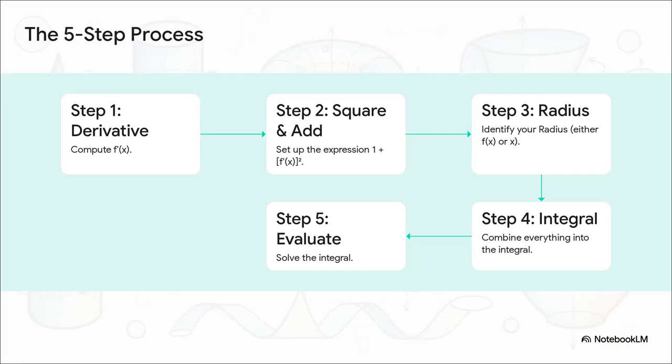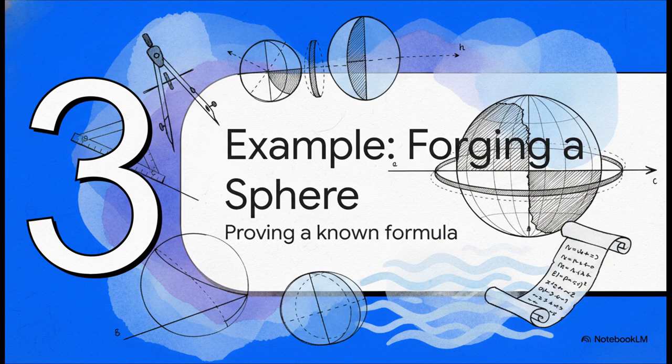And you know what the best part is? This whole thing boils down to a clear 5-step recipe you can use every single time. Find the derivative, build that arc length piece, figure out your radius, plug everything into the integral, and then solve it. It's a fantastic, reliable process. All right, enough theory. Let's actually put this formula to the test.